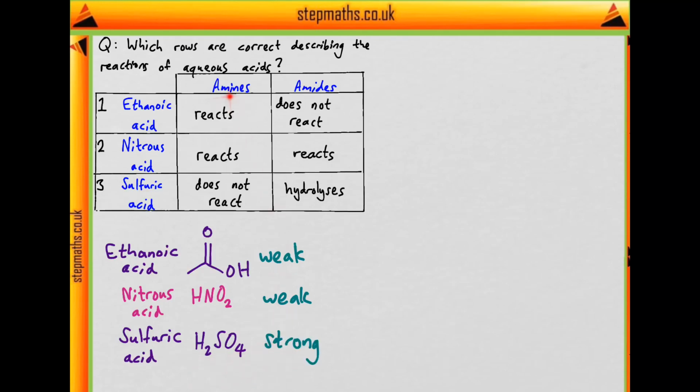Then what about amines and amides? So we know amines is the NH2 group on some organic molecule R. Then amides, what are they? They have this extra carbonyl group attached to the NH2. So let's go through each of these reactions.